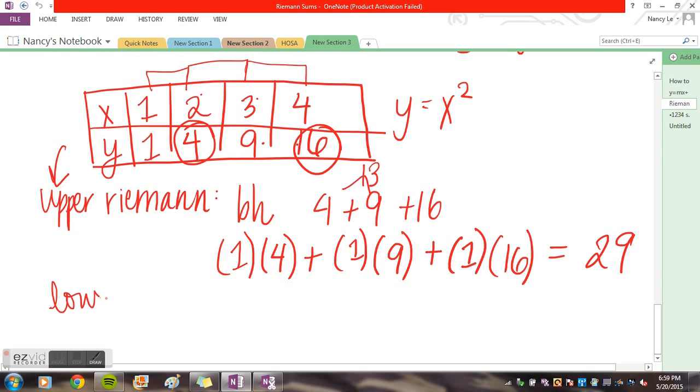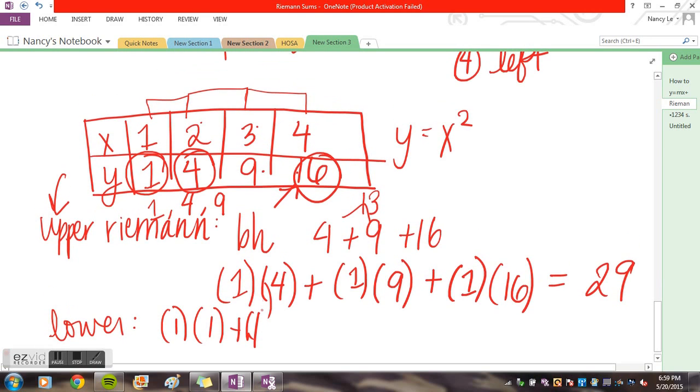So if you wanted a lower Riemann, you would do the same exact thing, except you would grab the lowest value, which would be 1, 4, and 9. You would not use 16. So you'd get 1 times 1 plus 1 times 4 plus 1 times 9, and that would give you 14.